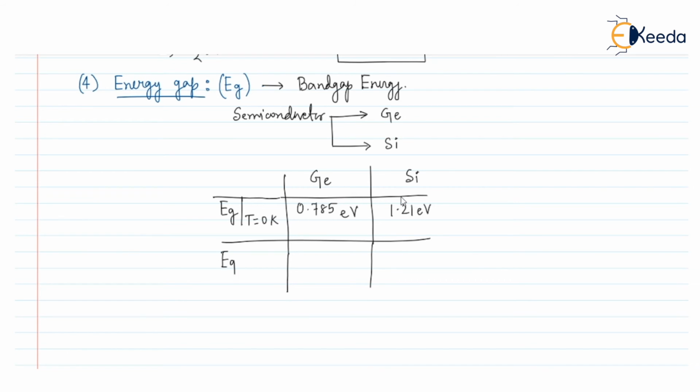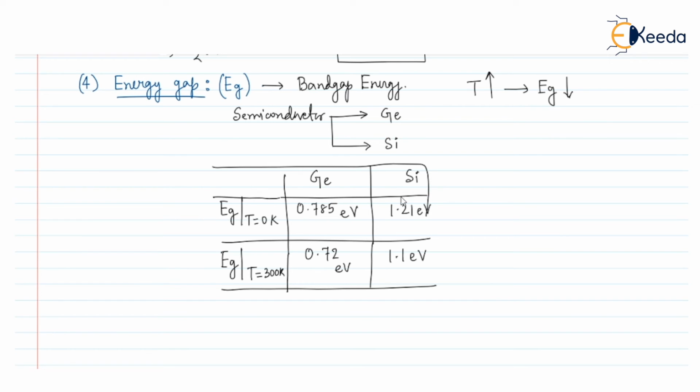Similarly, the band gap energy at T equals 300 K will be 0.72 electron volt for germanium, and for silicon it will be 1.1 electron volt. So we can see that as the temperature increases, the band gap energy of the material decreases. This table is the practical data of the silicon and germanium.